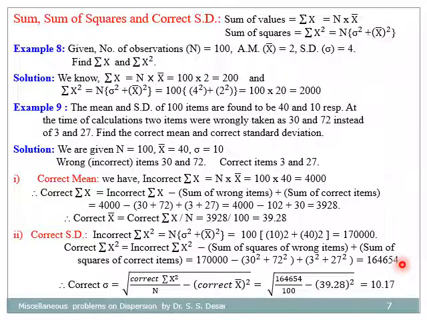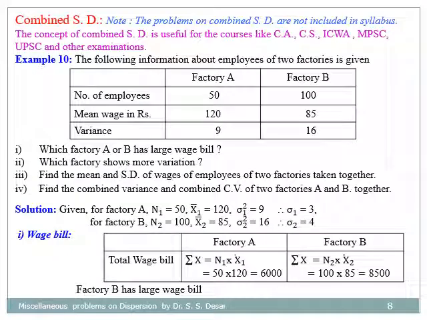1,64,654, and therefore correct standard deviation is equal to root of correct sum of square divided by n minus correct x bar square, and by substituting the calculated values, we have correct standard deviation is equal to 10.17. Now let us see one problem based on combined standard deviation.